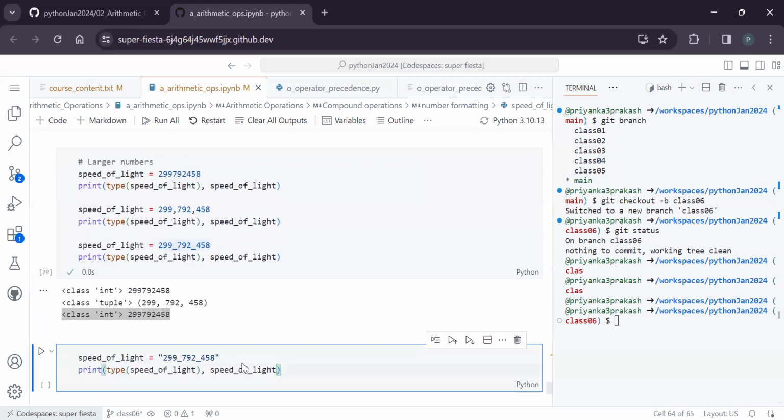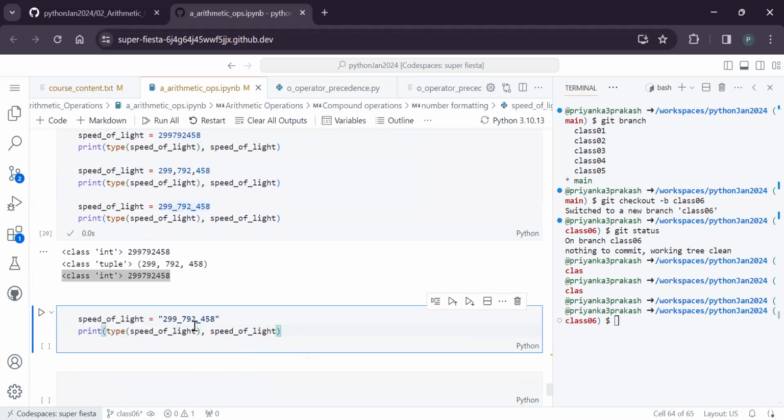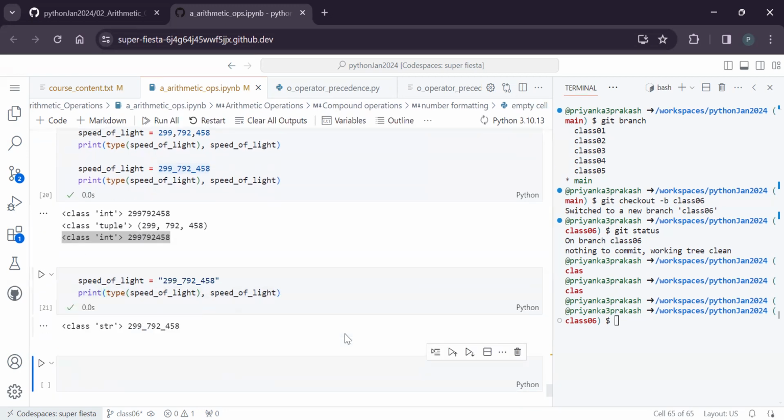Sir, what happens if you have an underscore, but it is stored in quotes? So no matter if anything is stored in quotes, it is treated like a string. Every character will be treated like an ordinary string character. Everything will lose its significance. So the same thing works even if you go for smaller values.